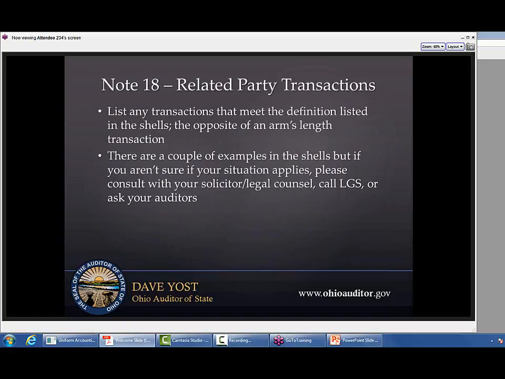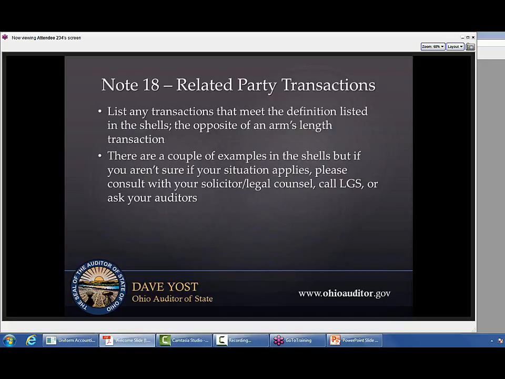Number 18, related party transactions. This is a list of any transactions that meet the definition listed in the shell, the opposite of an arm's length transaction. Here's the example I usually give. If you have a township trustee or a village council person that owns a hardware store, and a lot of transactions are being handled by the entity through that hardware store, you need to disclose that. That way it's on the up and up.